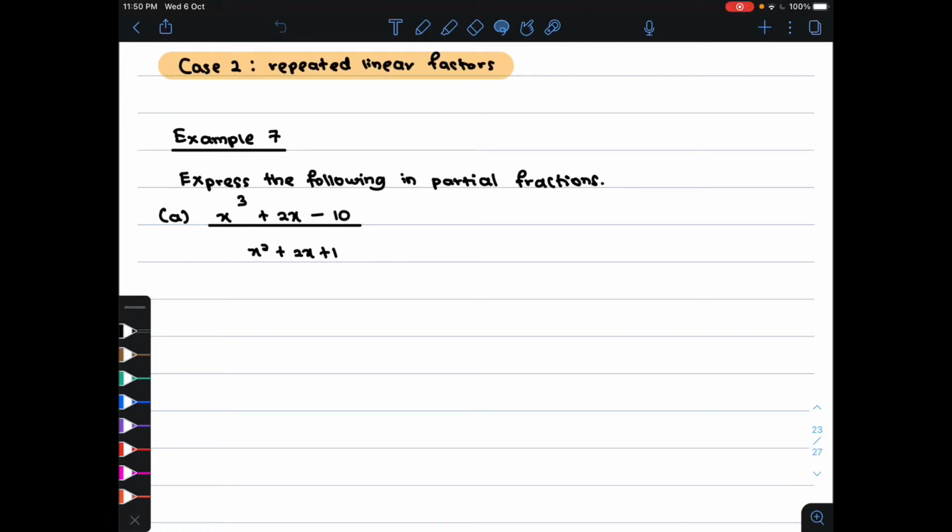Case 2 is repeated linear factors. For example 7, we need to express the following in partial fractions. The first step is to determine whether this is an improper or proper partial fraction. Here we can see that the highest power in the denominator is less than the highest power in the numerator. Therefore, this is an improper partial fraction and hence we need to do the long division.